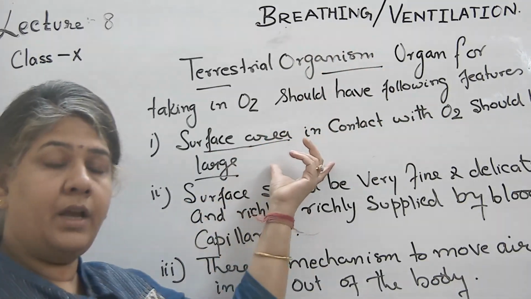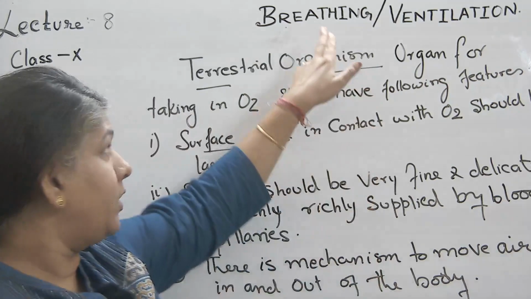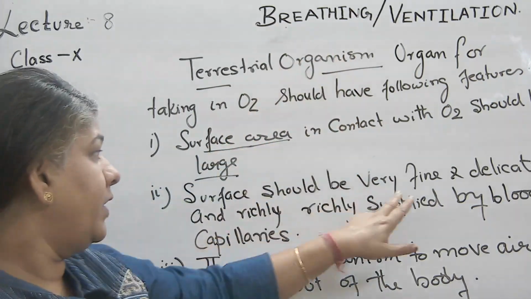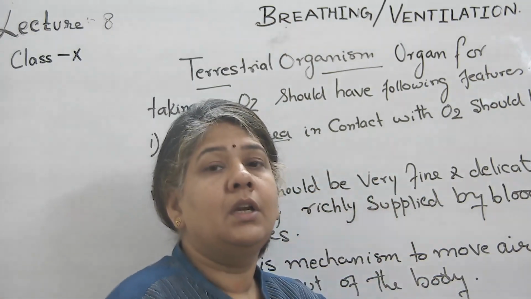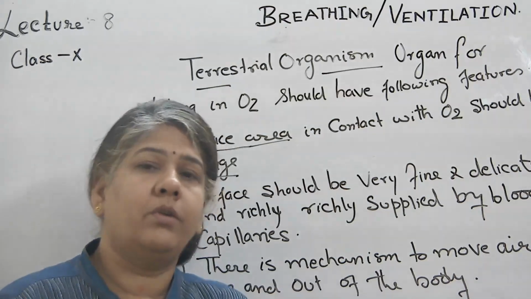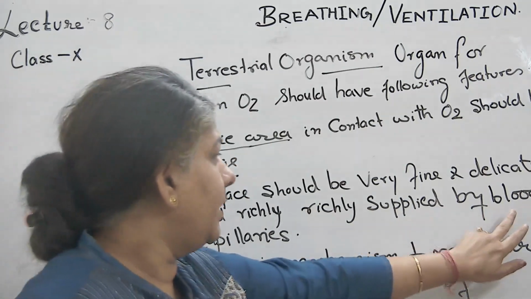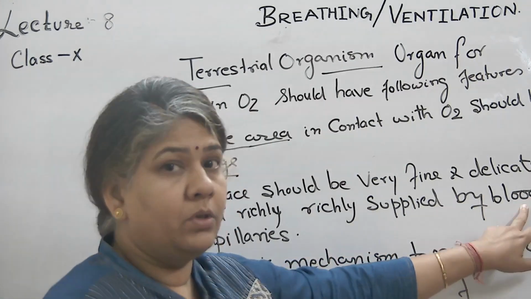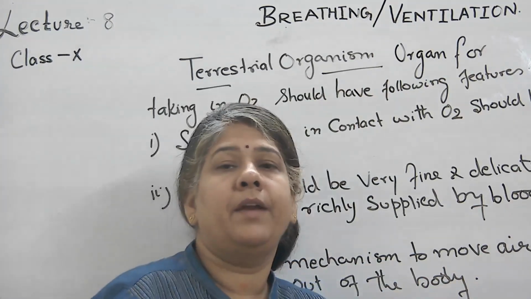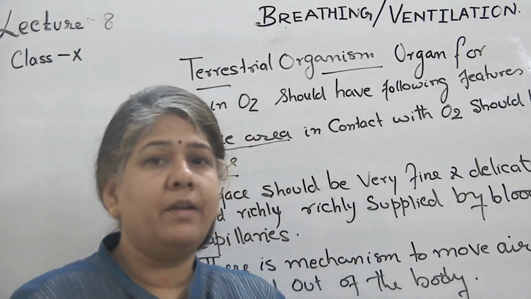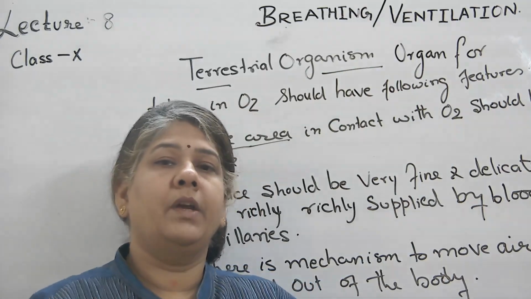Okay, large surface area. If there is large surface area, more and more oxygen can participate in the breathing process. The surface is fine and delicate, that means oxygen and carbon dioxide diffusion or exchange of gas can easily happen, and then gases can diffuse into the bloodstream. Then obviously air will not automatically go inside or come outside the body. So there should be a mechanism, and mechanism means energy will be needed to move air in and out.